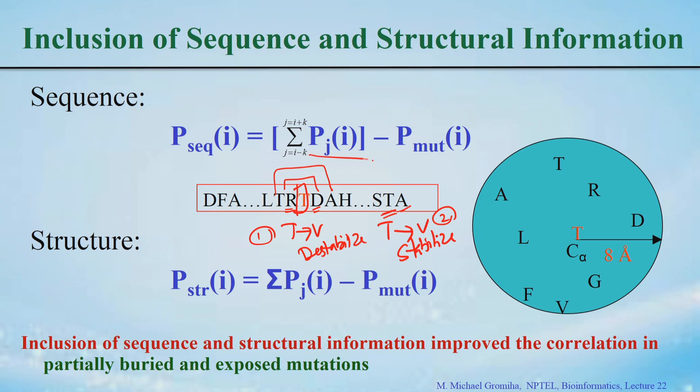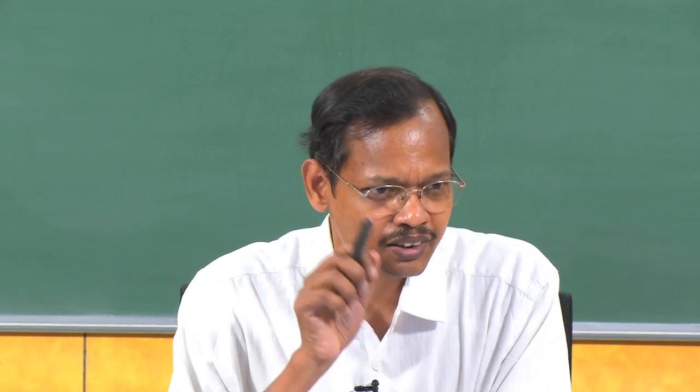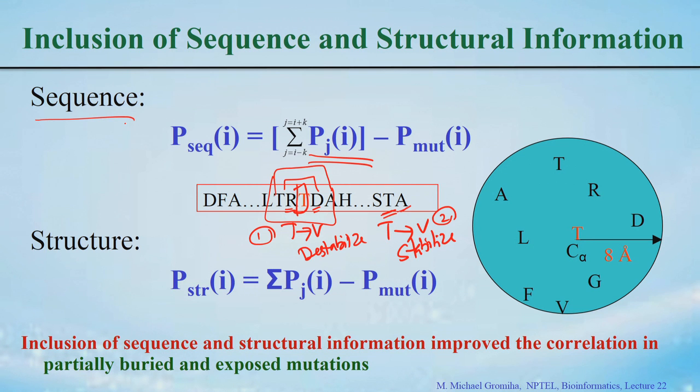In this case you can get the property value for any window length. You can take this as the wild type value, then you can subtract the mutation, then you can include the sequence information and get this P sequence of i. Now, this P sequence of i is influenced by the property values plus the neighboring residue information. When you add this, you can account for the mutants occurring at different places, the same mutations. This is how to include the sequence.